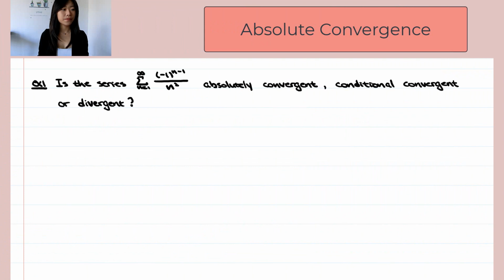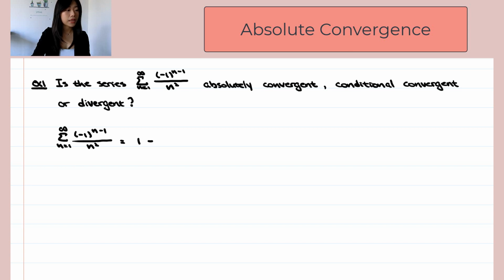Let's look at the first example. We want to determine whether the series sum of (-1) to the power of n minus 1 divided by n squared is absolutely convergent, conditionally convergent, or divergent. Let's first write out the first few terms. The original series, sum for n starting from 1 of (-1) to the power of n minus 1 divided by n squared. The n starts from 1, so for the first term, the exponent is 1 minus 1, which is an even number. So it will start from positive.